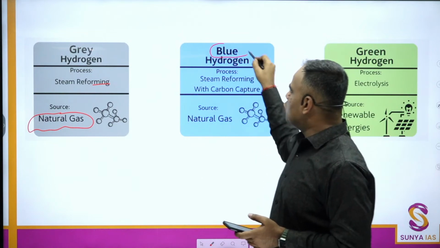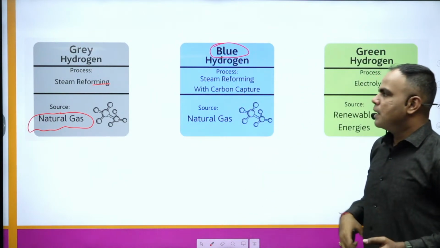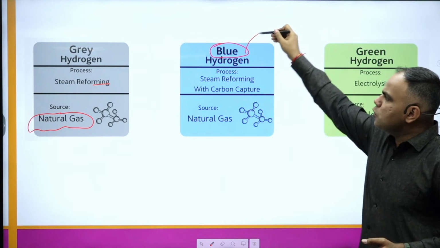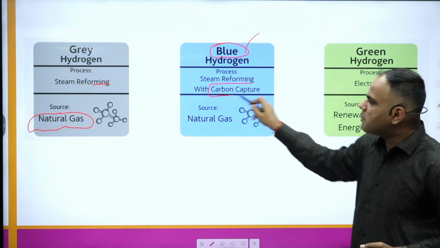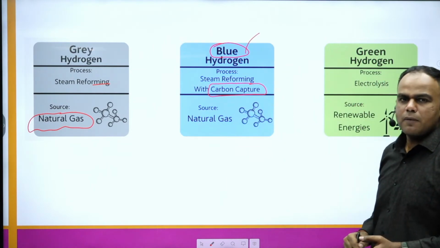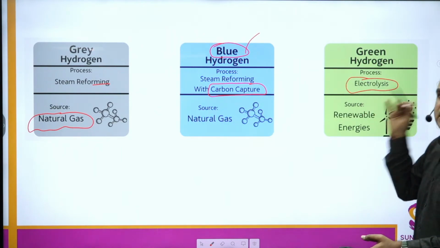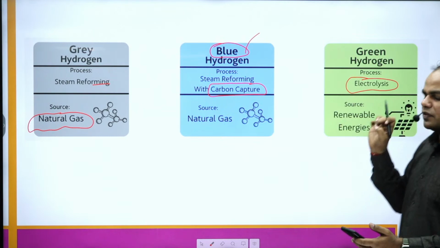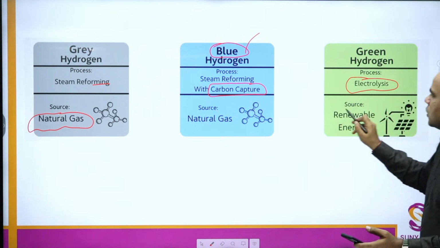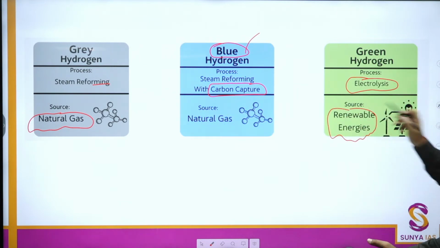Then there is blue hydrogen. Why is this called blue? There is some element of carbon capture. And green hydrogen is the best form, at least in the environmental sense. This will have the least amount of emissions. You take it from renewable energy related sources, and you have a process known as electrolysis here.